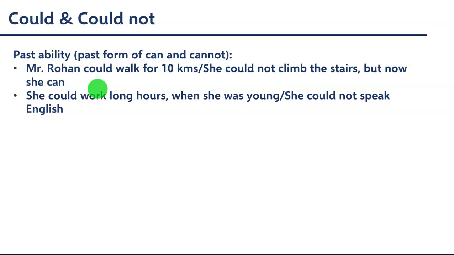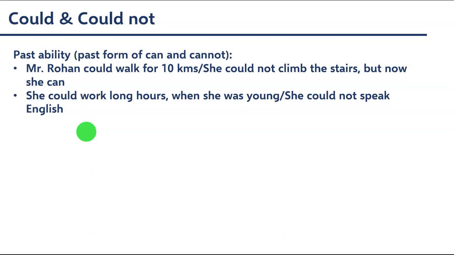In the past she could not climb the stairs, but now she can do it. Maybe she's taken some medical treatment, maybe she's taken some medicines, and in the present she can do it, but she could not do it in the past. Another example, she could work long hours when she was young. Again, expressing past ability. She could not speak English. In the past she could not speak English, but maybe she can speak English now. So this is the most common use of could and could not.